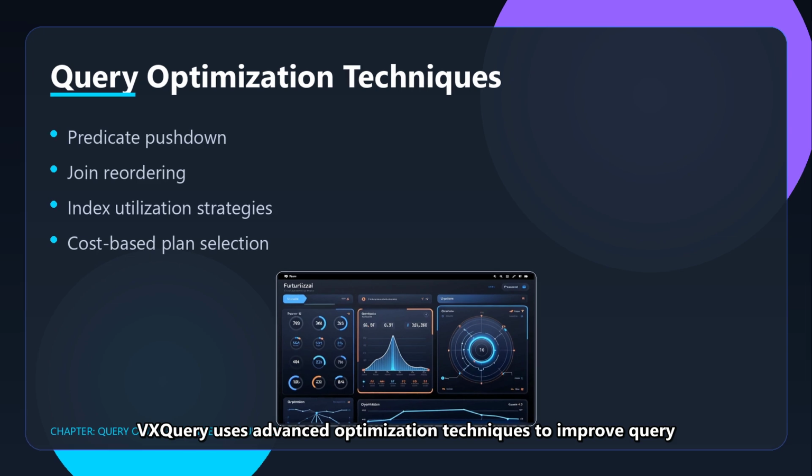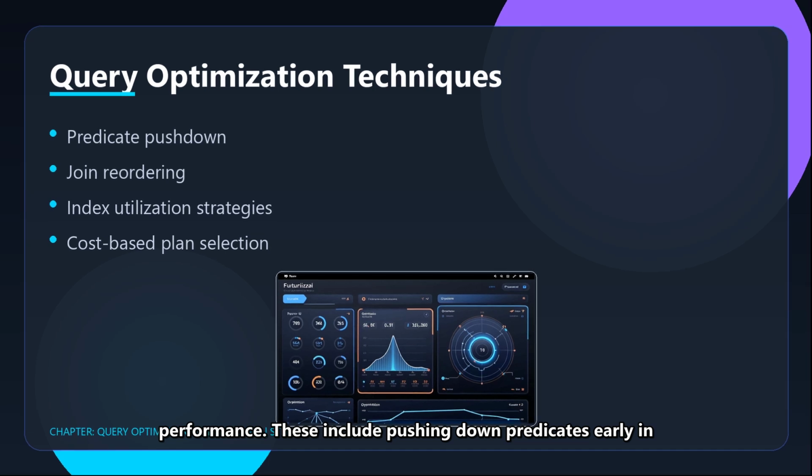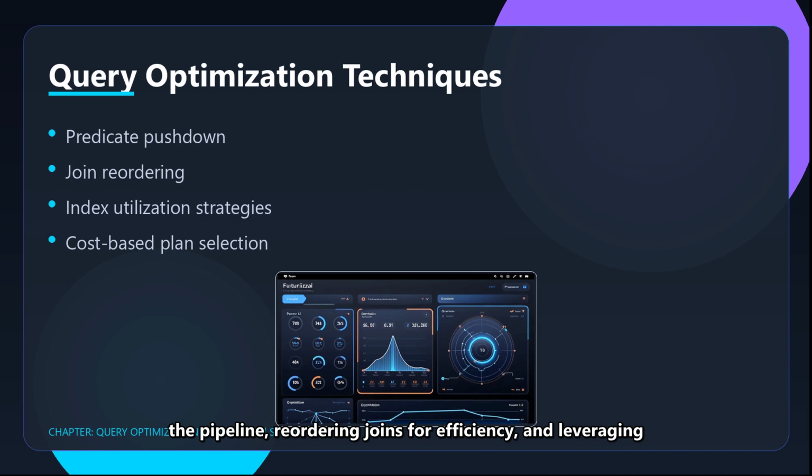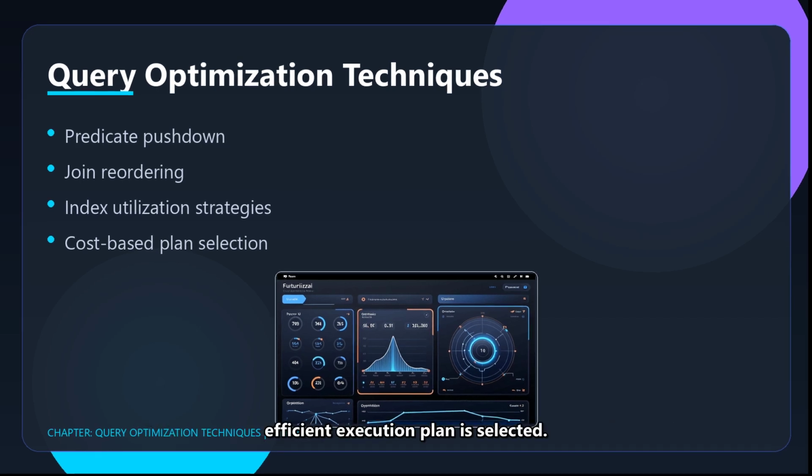VXQuery uses advanced optimization techniques to improve query performance. These include pushing down predicates early in the pipeline, reordering joins for efficiency, and leveraging indexes where possible. Cost-based optimization ensures the most efficient execution plan is selected.